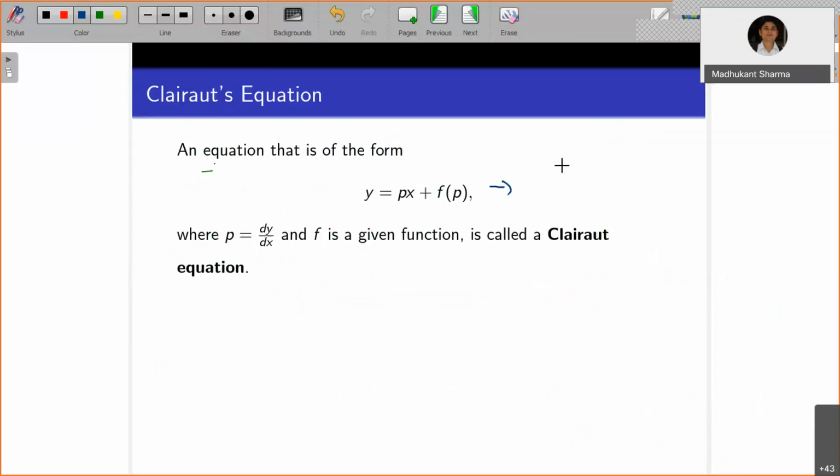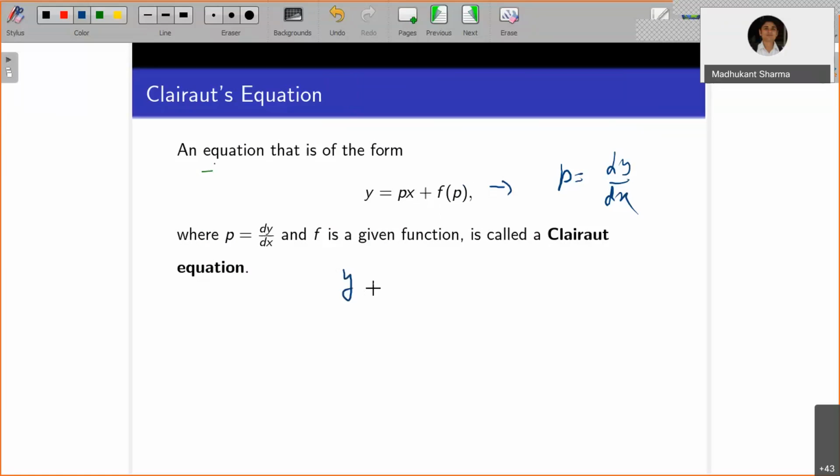Here p equals dy by dx. So this is a first order differential equation, but it may or may not be linear, because f of p is there. It may be a transcendental function, like sine of dy by dx, or it may be dy by dx whole square.